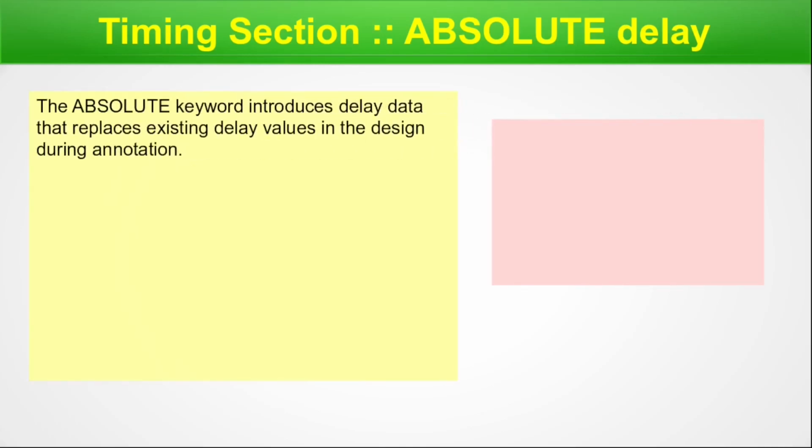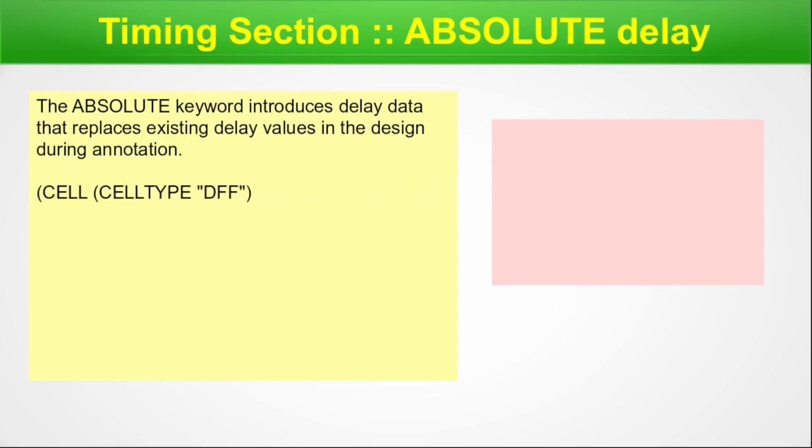Timing section, absolute delay. Now let us see how absolute delay values are organized inside the SDF file. In the last couple of slides we were seeing the absolute and the delay. Now let us discuss this one. Here there are two placeholders. Let's start. The absolute keyword introduces delay data that represents existing delay values in the design during annotation.